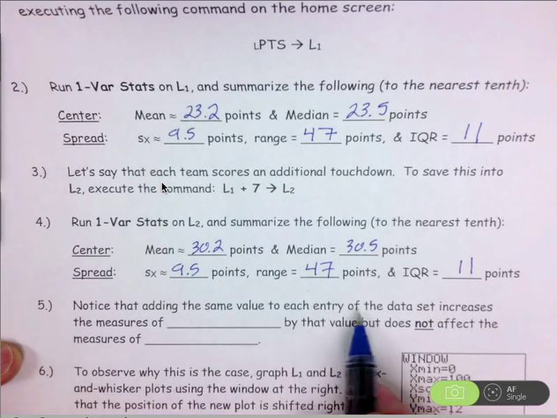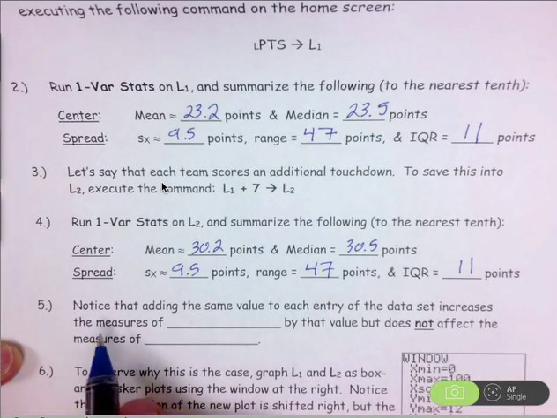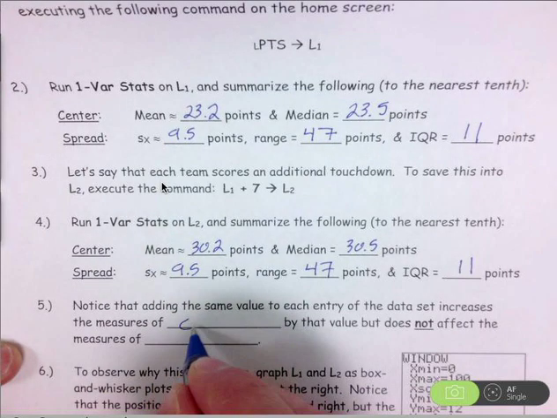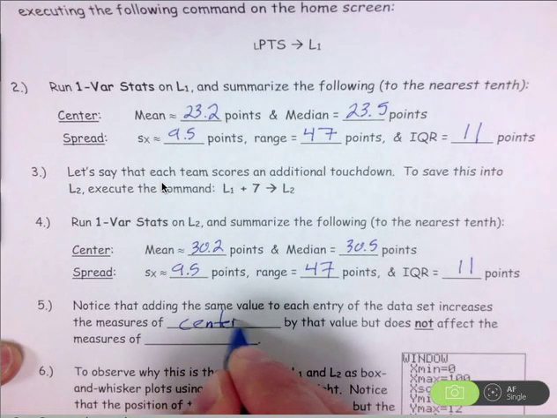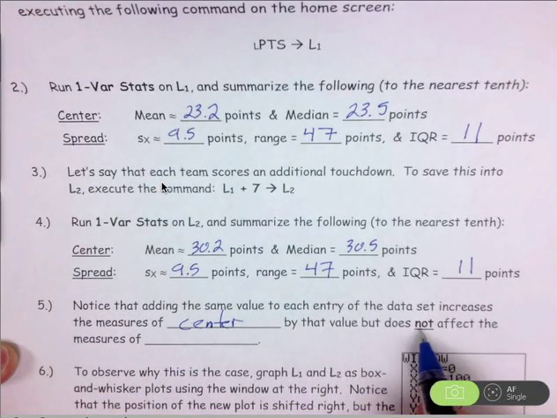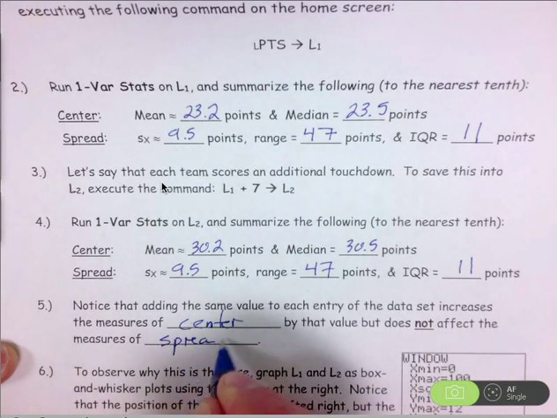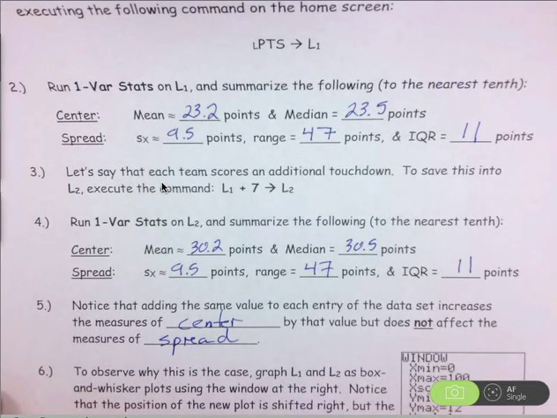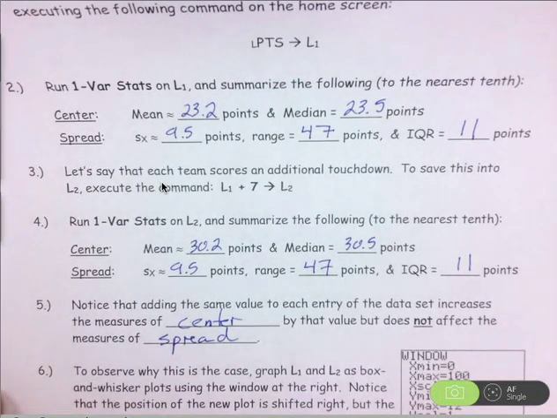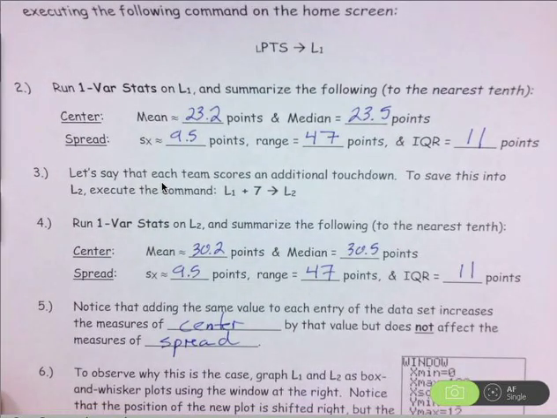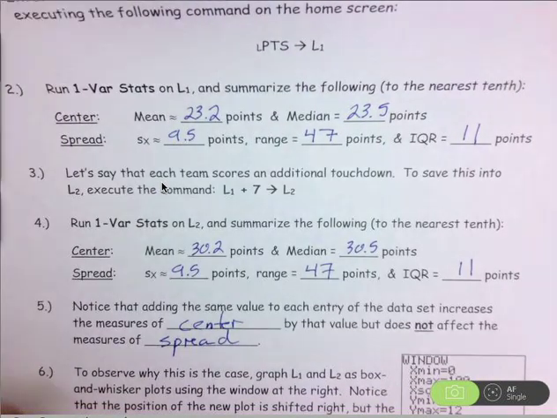Adding the same value to each entry of the data set increases the measures of center by that value, but it does not affect the measures of spread. The measures of spread stay the same. And there's a reason for that, but the best way to observe that is to actually graph it. So, something to think about.